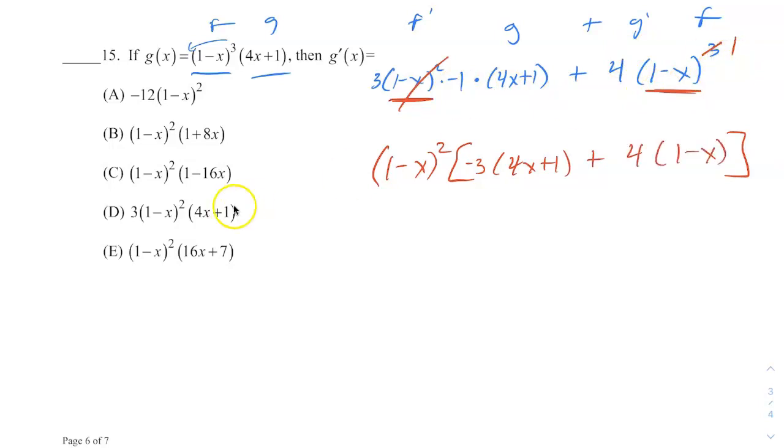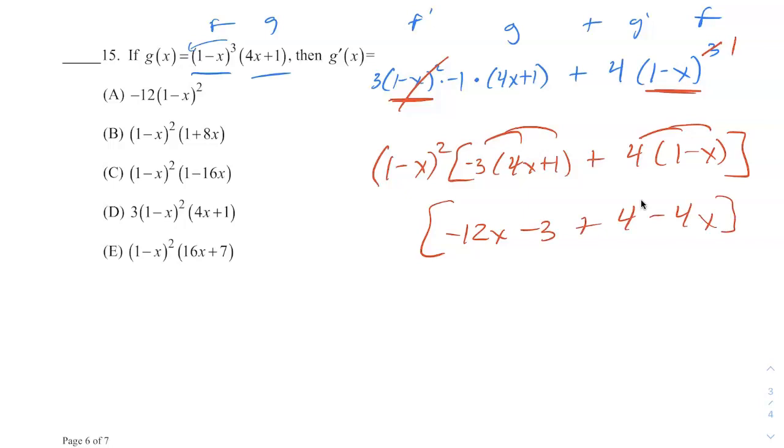Now sometimes you might want to see if you could take out some of these answers here. But in this case, so far they all match, right? Maybe not this one, but we'll see how it turns out. Right, so they all have the 1 minus x squared. So I just got to simplify this correctly, and it should be home free. So I get -12x minus 3 plus 4 minus 4x. Add like terms. So I get what looks like -16x plus 1.